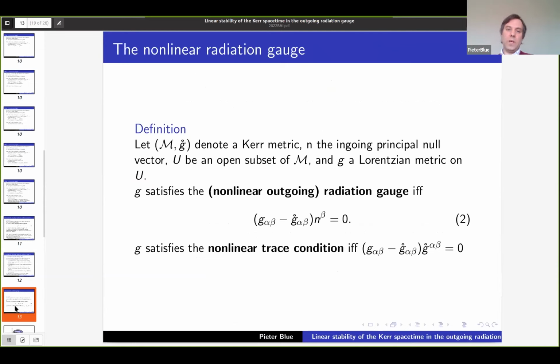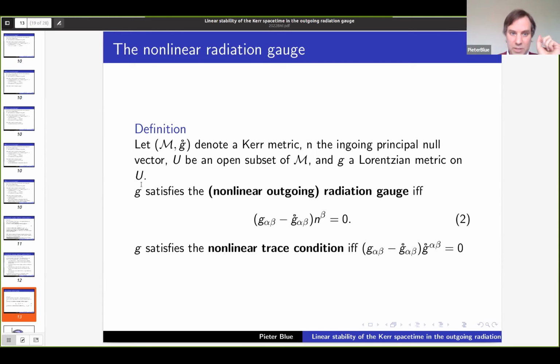All right, so we wanted to extend this to nonlinear problems. So we have our background metric, g ring, which is the reference. We have the ingoing principal null vector, which for concreteness is the one with respect to the background metric. We're not going to look at the whole manifold, we're just going to look at a subset. And then we have some perturbed metric G. So G is the perturbed metric, G ring is the background.